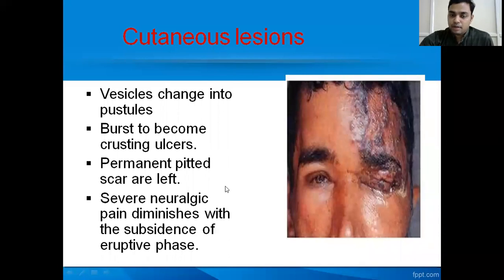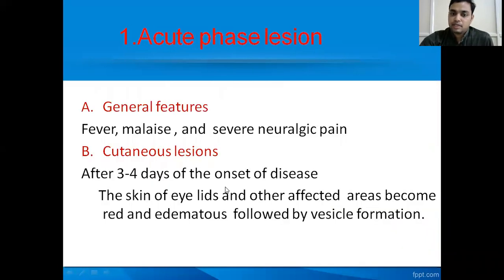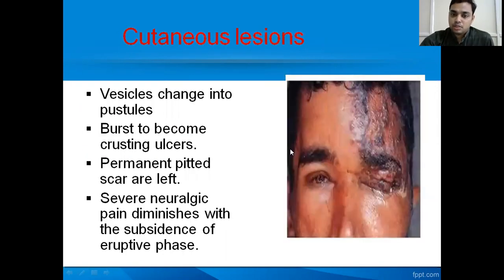the eruptive phase. In the eruptive phase, what are the changes we see in the skin? First, it starts with red discoloration of the skin and edematous skin, then followed by vesicles, then followed by pustule formation. The pustules burst and form ulcers. The ulcers heal and permanent pitted scars are formed. This is associated with severe neurological pain. This neurological pain subsides with the subsidence of the eruptive phase. That is the acute phase. This is about the acute phase.